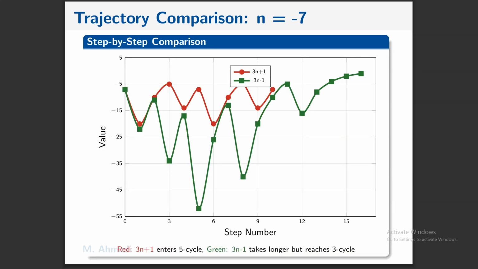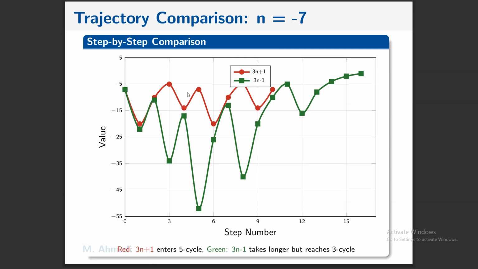Also here is the curve for n equal to minus 7. We can see the behavior of 3n plus 1 and 3n minus 1 for n equal to minus 7. For 3n plus 1, it enters the 5 cycle.